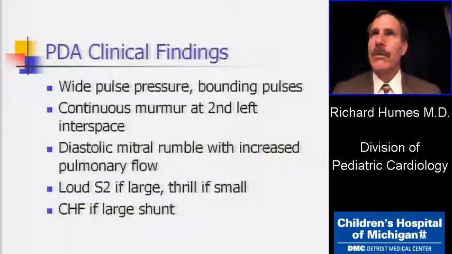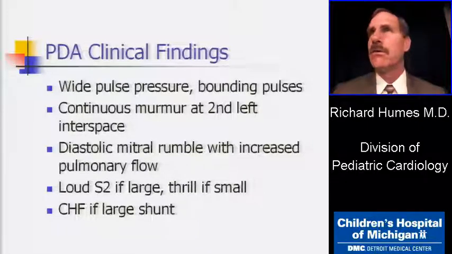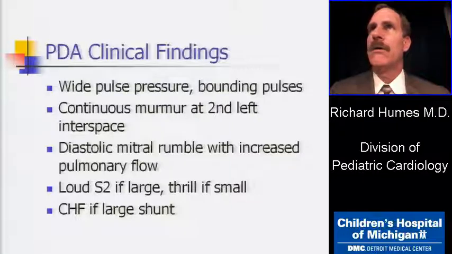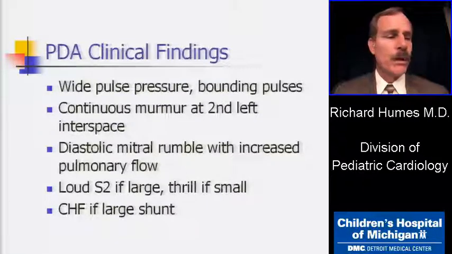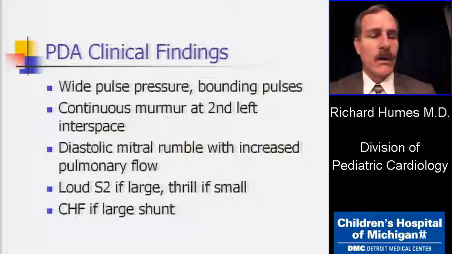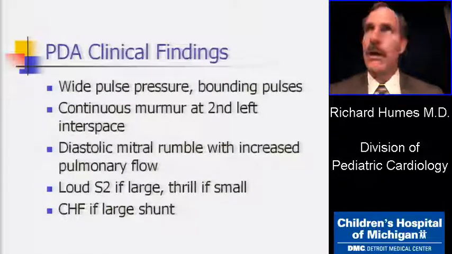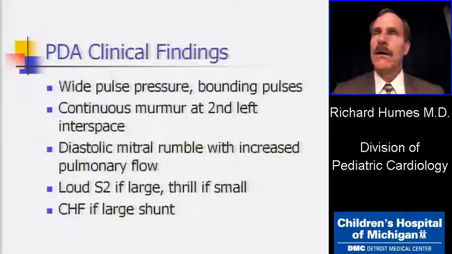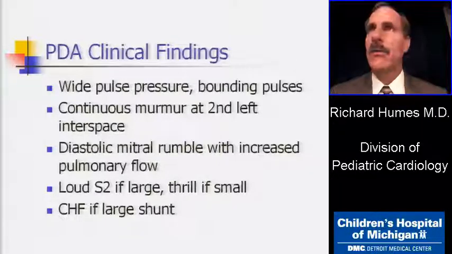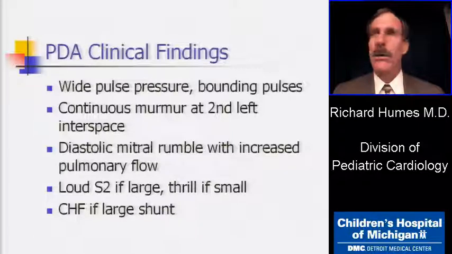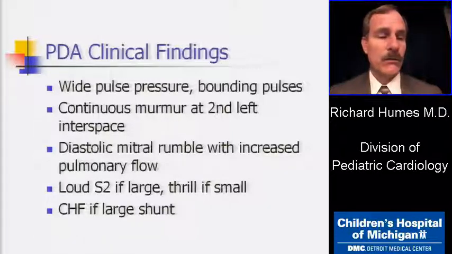If they have the heart murmur, typically and classically it's a continuous murmur. It's probably one of the only continuous murmurs that we hear. It's heard over the ductal area in the left upper sternal border. A diastolic flow rumble across the mitral valve may also be present in a ductus where it has significant flow. And again, you may have a loud second heart sound if the ductus is large, because there may be some pulmonary hypertension present and pulmonary valve closure is enhanced.